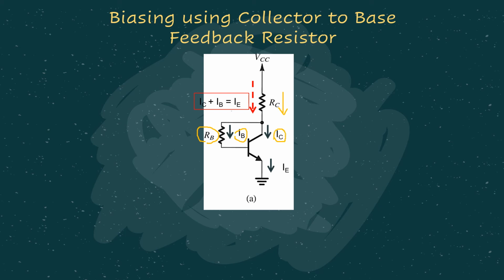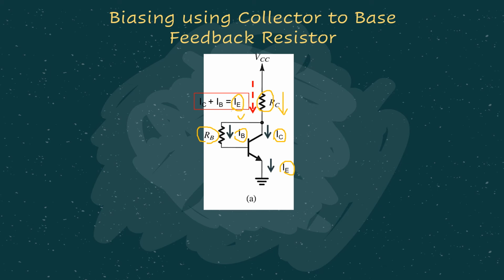IB is the current flowing at the base, IC is the current flowing at the collector, right? So at the end, IB plus IC gives us the IE. And as I mentioned, the tricky part for this particular circuit is that the current that flows through this RC should be represented by IE. Normally the current flowing through RC is IC, right? But in this particular feedback resistor circuit, the current flowing through RC is represented by IE.